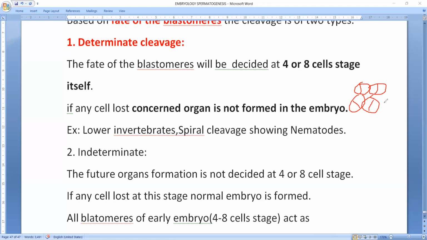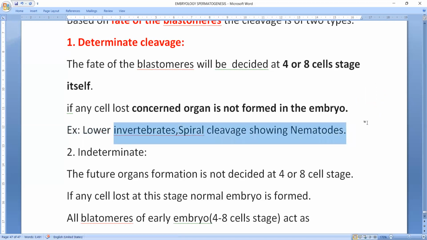Here, if this cell is lost, the organ that would have formed from it in the future will not be formed in the embryo. So that is, the fate of the blastomeres is determined at the 4 or 8 cell stage itself. If any one blastomere is removed, the organ related to it is not formed. So that is the determinate type of cleavage. Example, lower invertebrates, spiral cleavage showing nematodes.